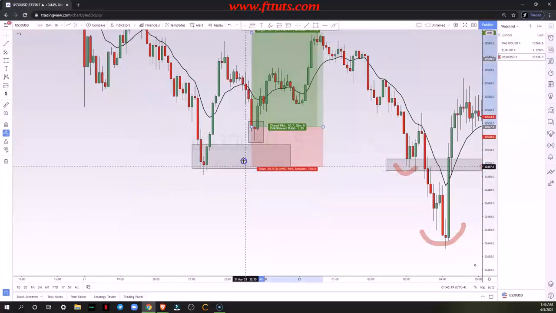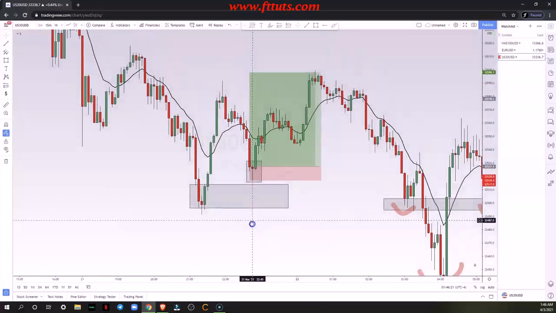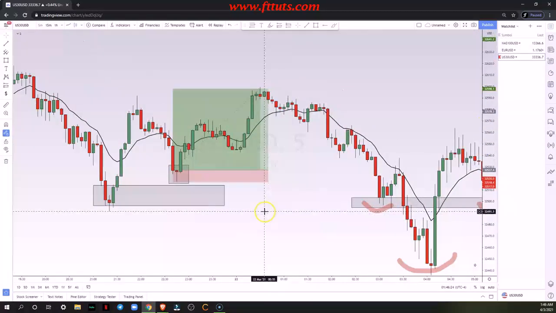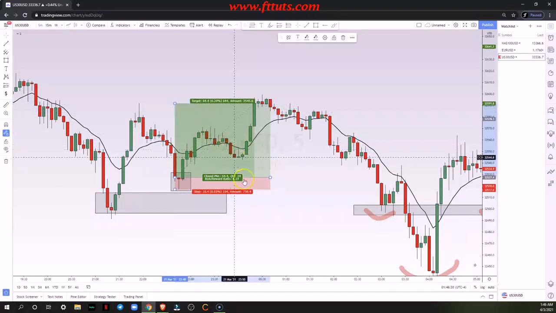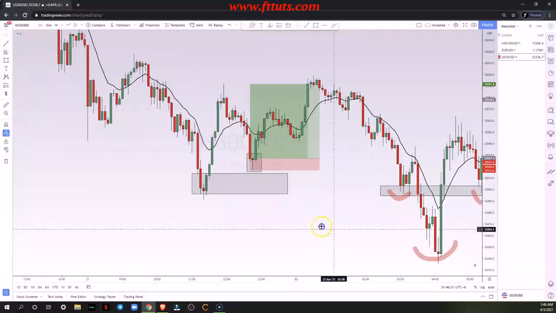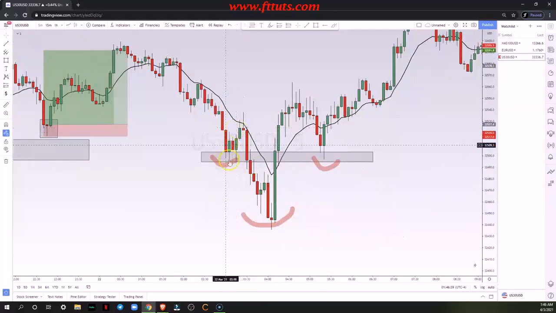Now you see how much less you're risking on this setup. Look at the entry candle. The entry candle is so small, so you can get a great risk reward. You can aim it all the way up here, get a 1 to 6 risk reward just because your entry candle is so small. The smaller the entry candle, the better the risk reward. Okay, remember that.